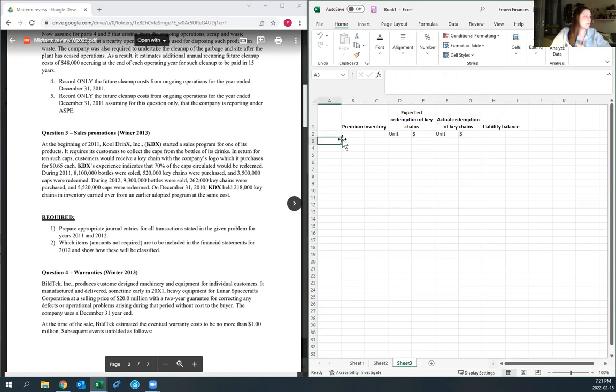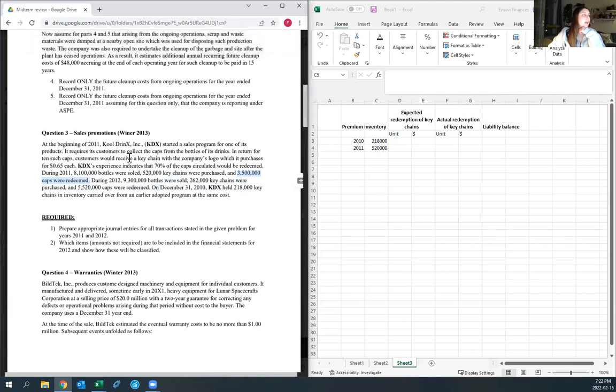So first, I'm going to try and find my beginning balance amount for the keychain inventory. They mentioned somewhere that in 2010, they had 218,000 keychains in inventory. So that's my beginning inventory. Then during 2011, 520,000 keychains were purchased. So that increased my premium inventory. And what reduces it is the ones that were redeemed. So to find out how many units were redeemed, we take the amount of caps that were redeemed divided by 10.